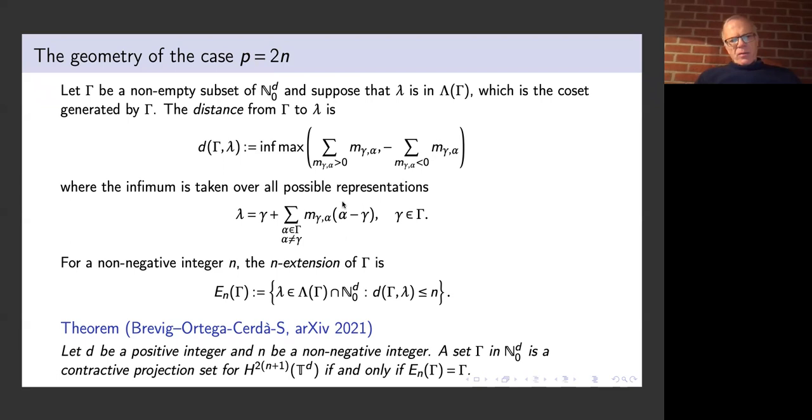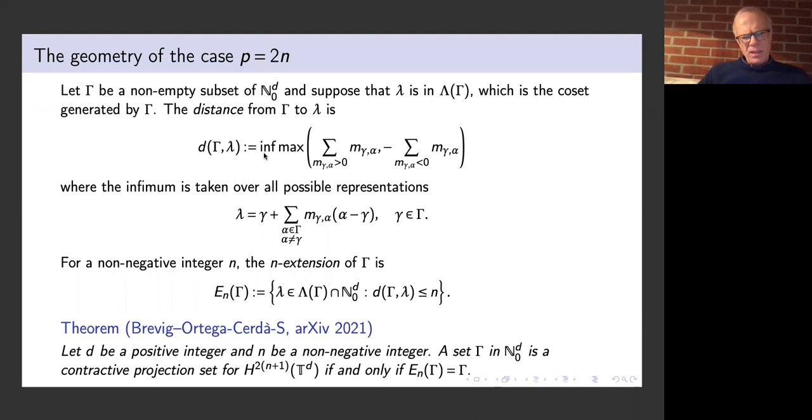So I measure the distance between my set gamma and a point lambda of the coset by looking at all possible ways I can get from any point here. And then it's important for me to take into account whether the coefficients here are positive or negative. So I put the sum of the positive coefficients here and the negative coefficients here. Then I take the maximum of the positive contribution from the positive and the negative. And then I take the infimum over all possible ways I'm able to arrive at the point of the coset. So in some sense, how far away is the given point of the coset from the original set gamma?